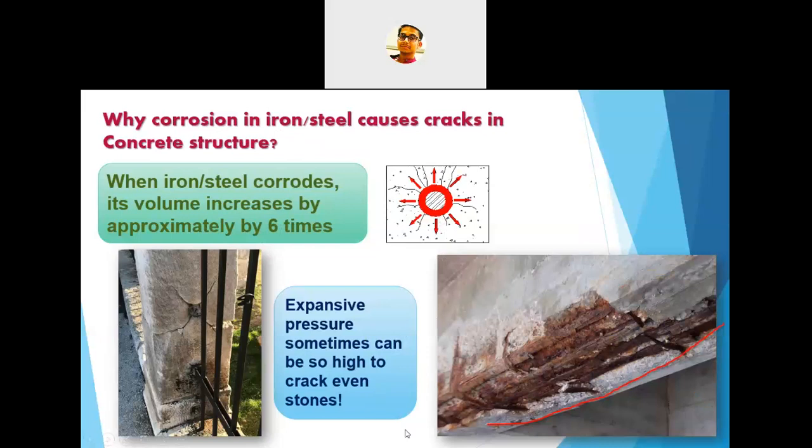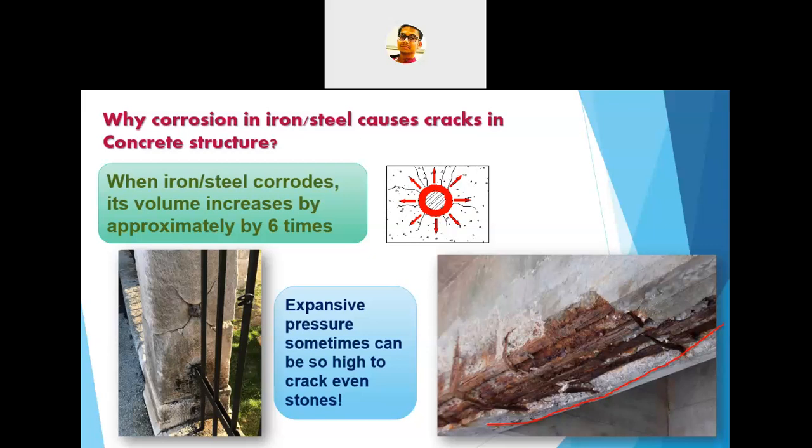So how do the cracks generate due to corrosion? As you all know, when steel or any iron corrodes, there is a significant increase in its volume. It has been seen that after corrosion, due to the accumulation of rust, the volume of that iron increases about 6 to 8 times. So due to this volume increment, it will give an outward pressure to the concrete surface.